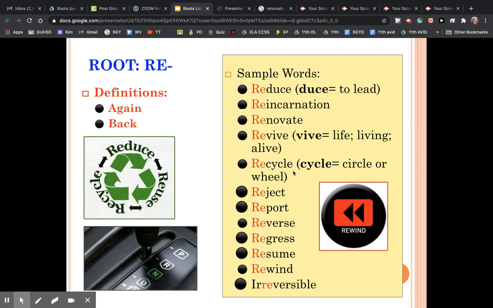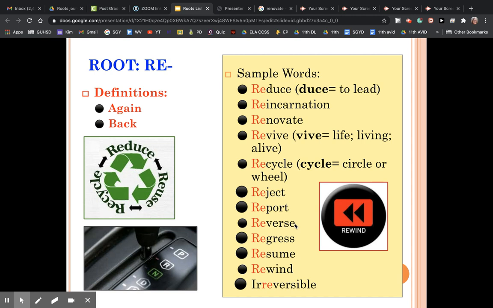Then we have recycle. Cycle means circle or wheel, to put used objects or materials through a special process so they can be used again. For example, plastic bottles are recycled and used again in another way. Reject, to refuse to accept or believe or agree with something. Report, a written or spoken description of an event.